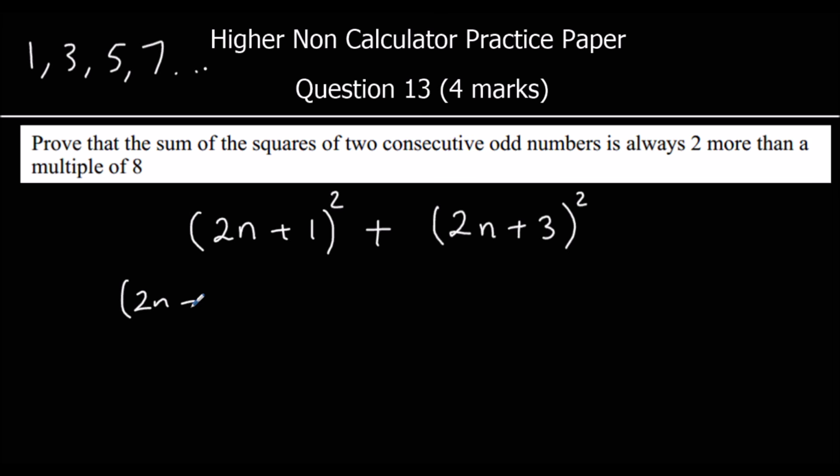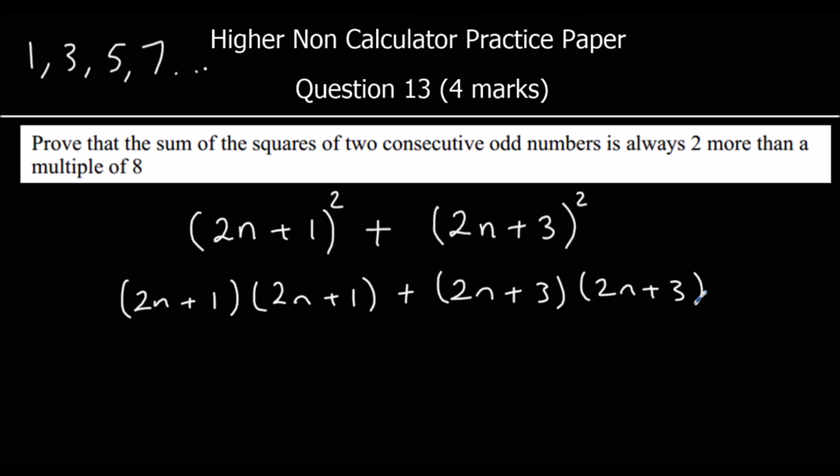So I've got 2n plus 1 times 2n plus 1, plus 2n plus 3 times 2n plus 3. I'm going to keep these brackets here. It's not really relevant for this question, but if you have a minus between them, it becomes very important to keep these brackets, because if this was a minus, we'd be taking away all of this bracket, not just the first term.